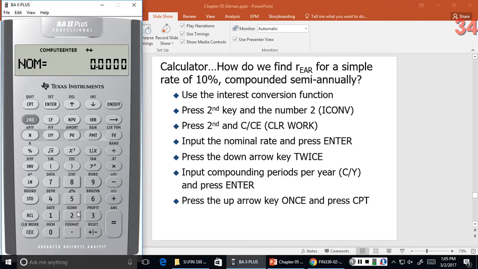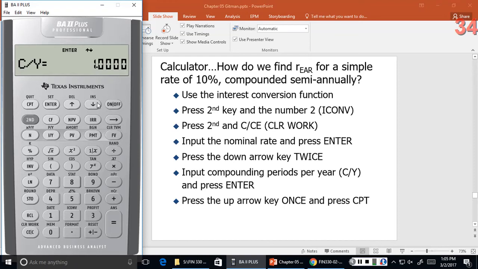it's going to ask for a nominal rate and an effective rate, or excuse me, a nominal rate and a discount rate. So in this case, in the example, our nominal rate was 10%. We enter it as a whole number in the calculator. So 10, and then press the enter key. Now we're going to press the down arrow key 2 times.